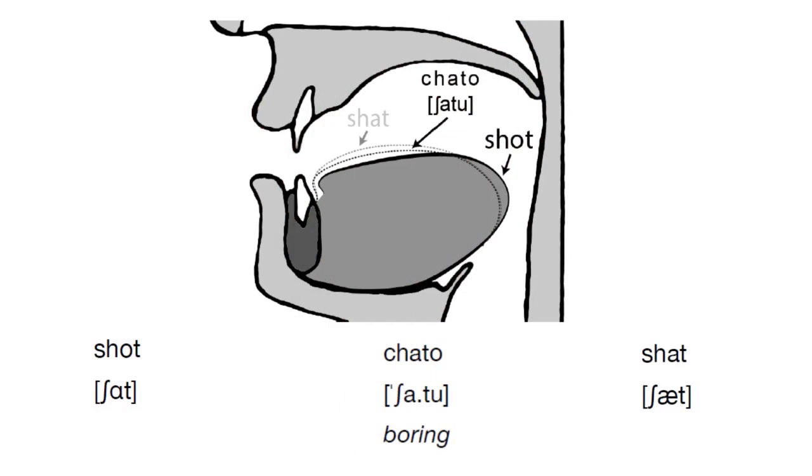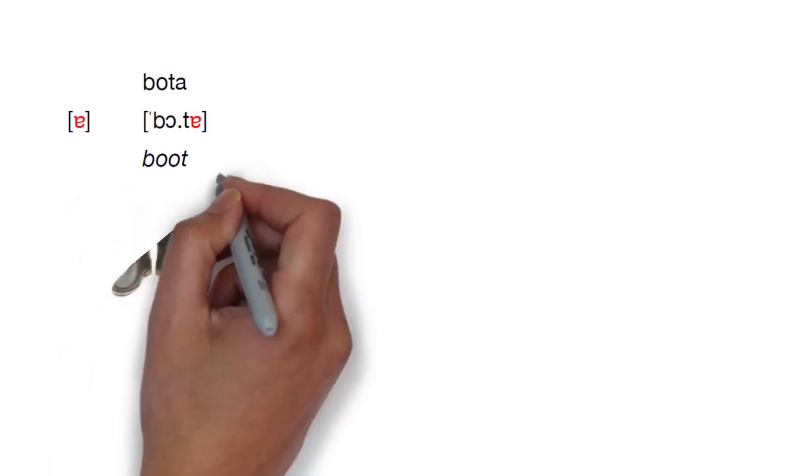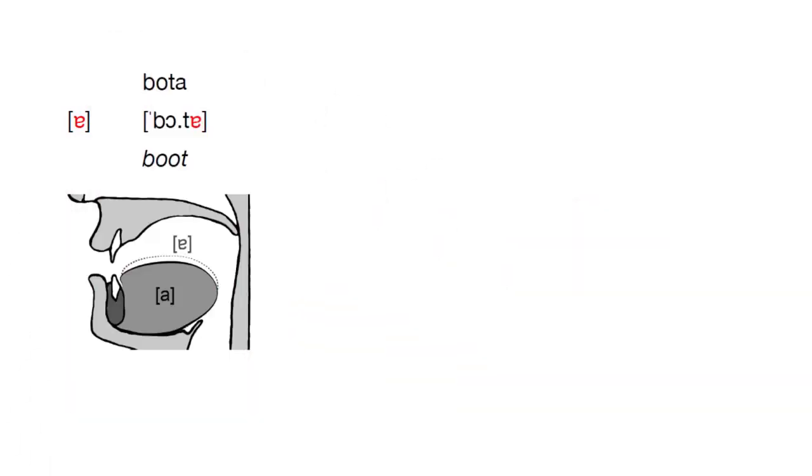Shot, chato, chat. The other vowel in the pair is a, as in bota. It's basically a's more relaxed brother. You're only going to see it at the ends of words in the unstressed position. The tongue position here is a bit higher in your mouth, close to where you'd say as in but.